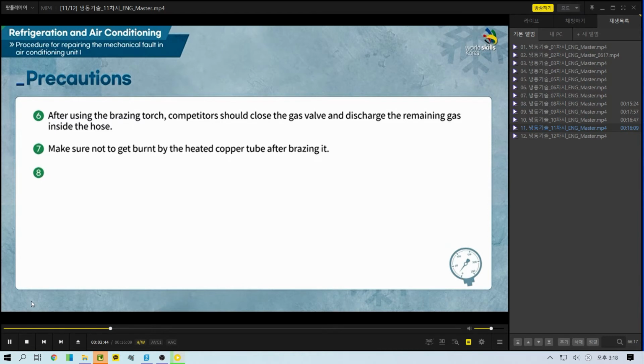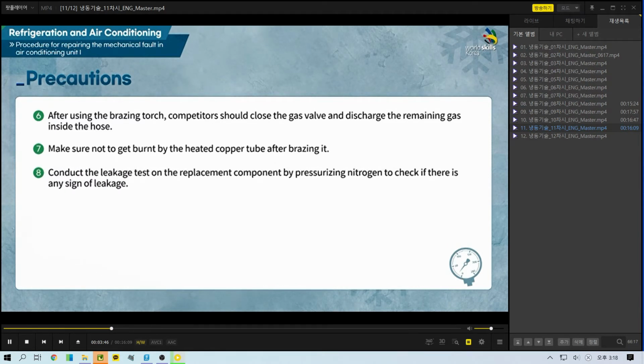Eighth, conduct the leakage test on the replacement component by pressurizing nitrogen to check if there is any sign of leakage. Ninth, make sure to install the replacement component in the right direction.